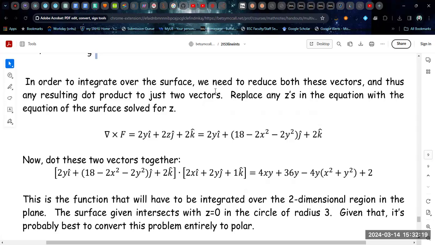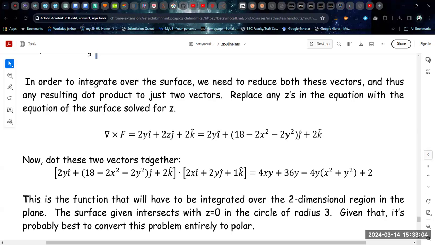So if we want to integrate over the surface, we're going to need to replace both these vectors and any resulting dot product with just 2 variables. So we're going to replace any z's in the equation with the surface that we solved for z, which would be our paraboloid. In this example, our curl has a z in this component, so we're going to replace that with 2 times 9 minus x squared minus y squared. Distributing the 2, you get the 18. And then our del G is already only in terms of x and y, so that's the only substitution we had to make.